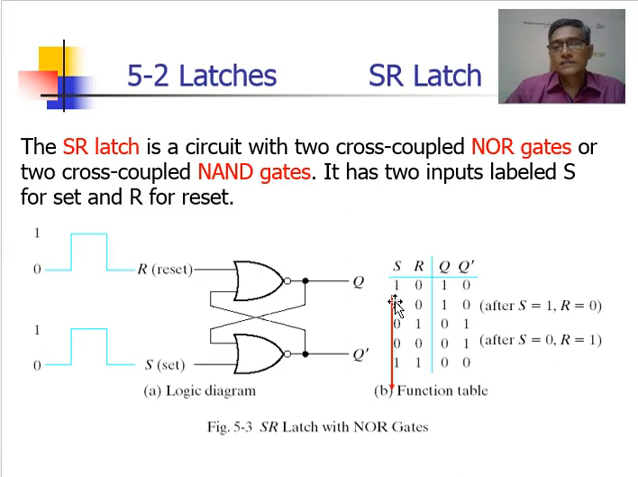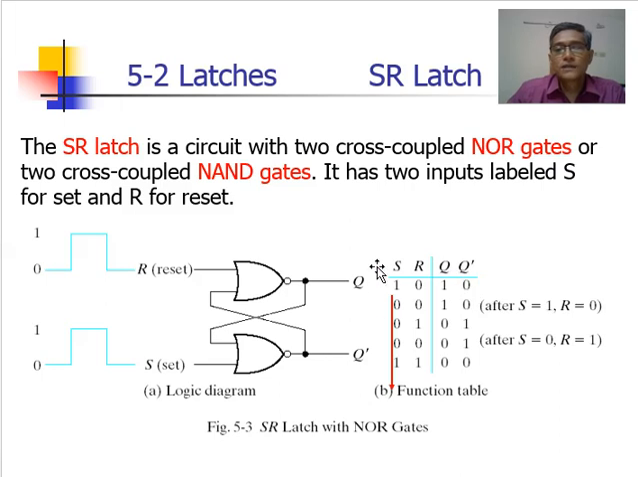If the input S is equal to 1 and R is equal to 0, we know that if any one input of the NOR gate is 1, the output is 0. So Q dash is 0. This 0 is fed back as the second input to this NOR gate. Because both inputs are 0, the output is 1. So Q is 1, Q dash is 0.